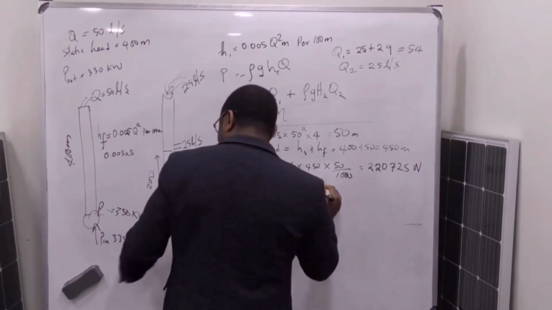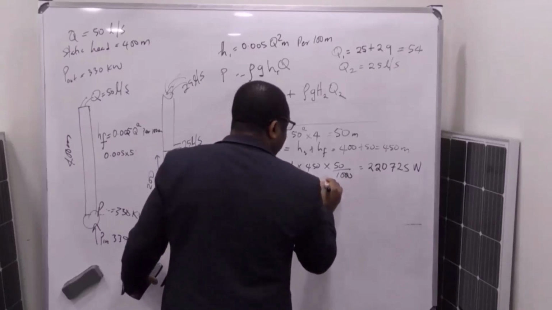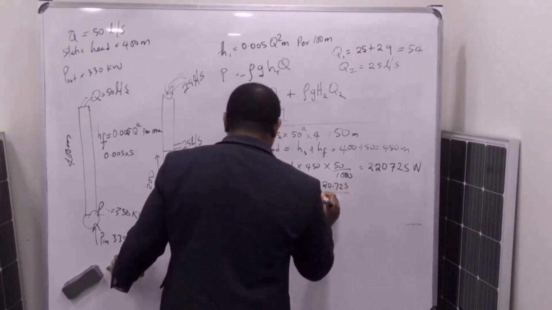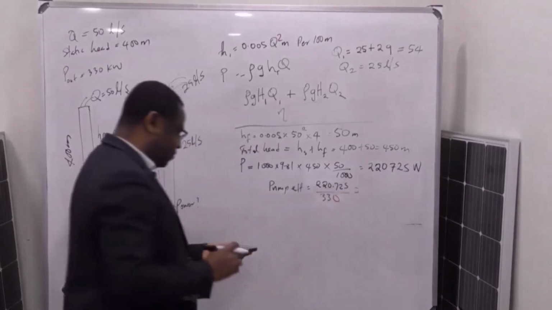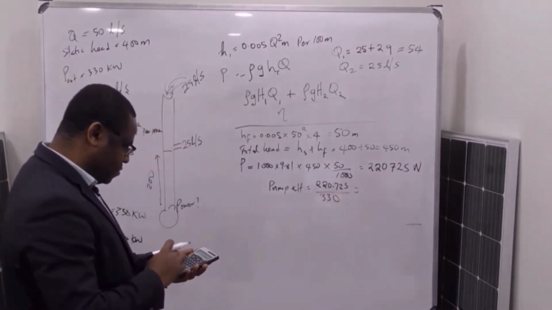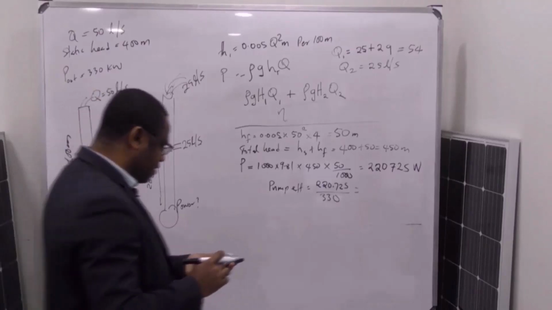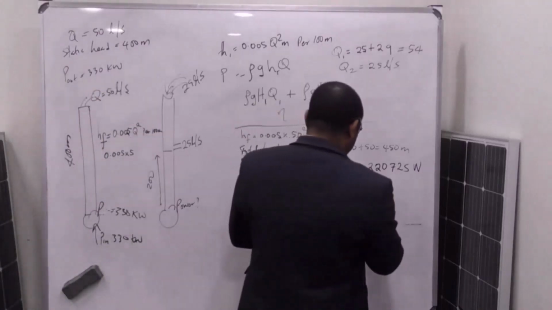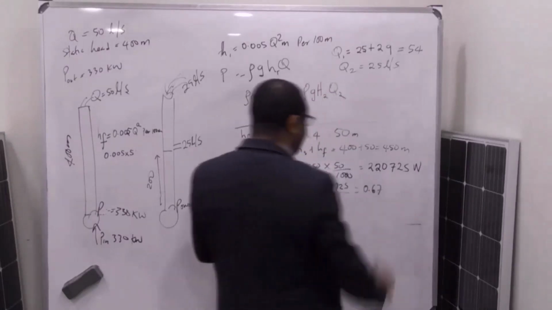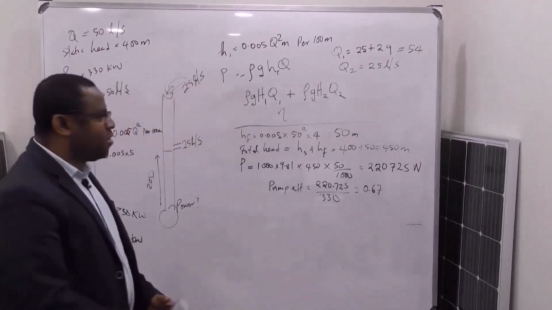All right, so that means that the pump efficiency is 220.725 in kilowatt divided by 330, which is 0.669, so 0.67. Okay, that is that pump's efficiency.